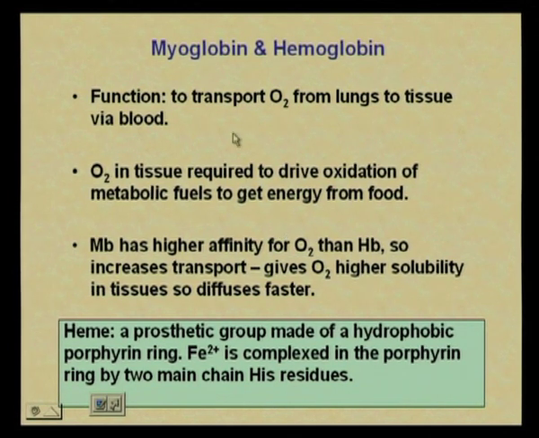Now, each of these proteins has heme associated with it. We will see what heme is. It is a prosthetic group made of a hydrophobic porphyrin ring and iron 2+, which is part of what we call the iron in the blood. That is where it is in the heme. It is complexed in the porphyrin ring by two main chain histidine residues of the polypeptide chain.